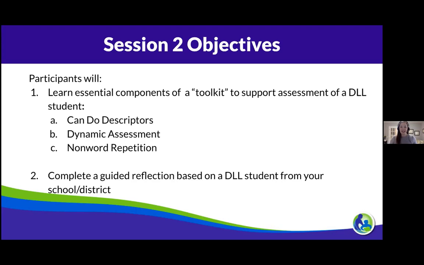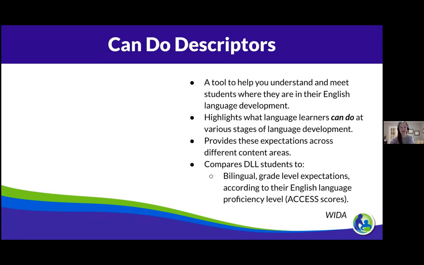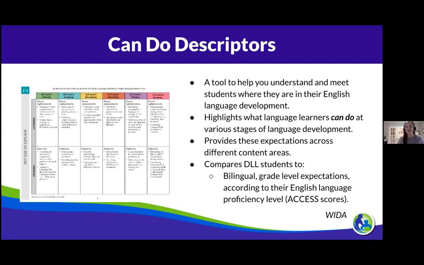Okay, so we're going to add the can-do descriptors. I've been getting a lot of questions about dynamic assessment, so I'll elaborate on that as it applies to dual language learners, and I'm going to give you a specific tool to add to your evaluation process. As I mentioned, I'm going to have you look at and think about how this applies to a particular student. So we're going to jump right into the can-do descriptors.